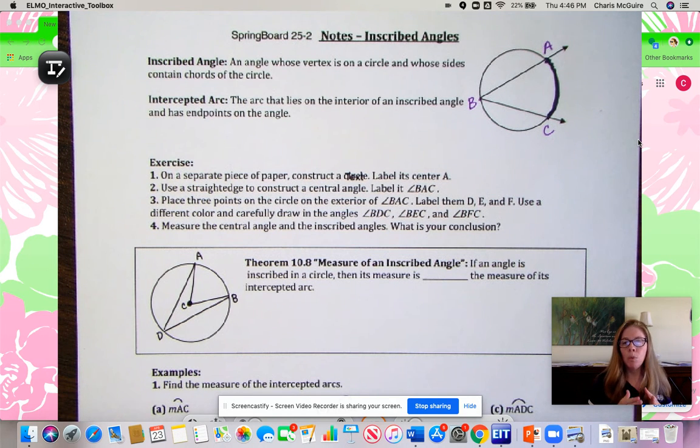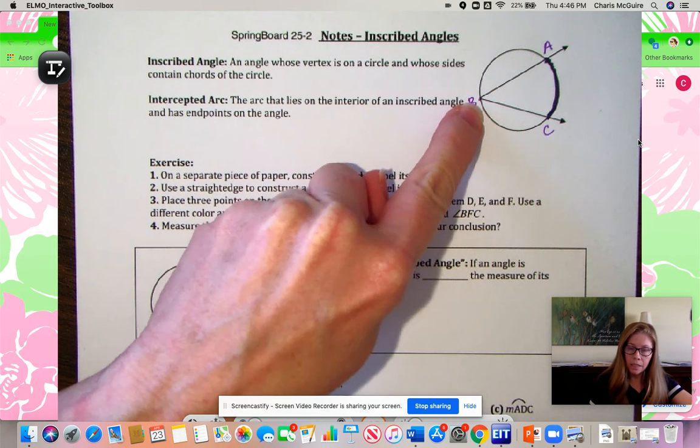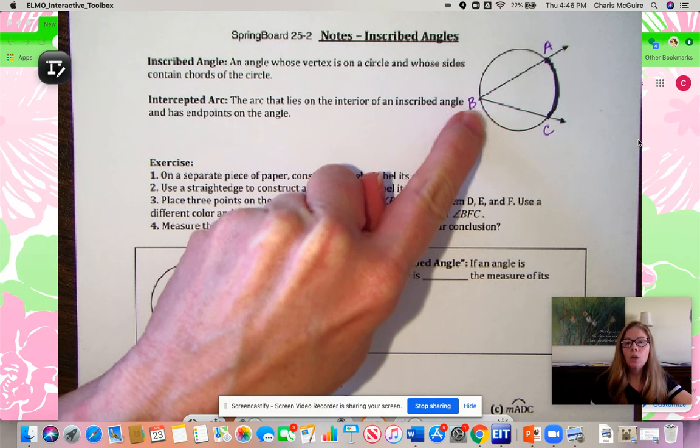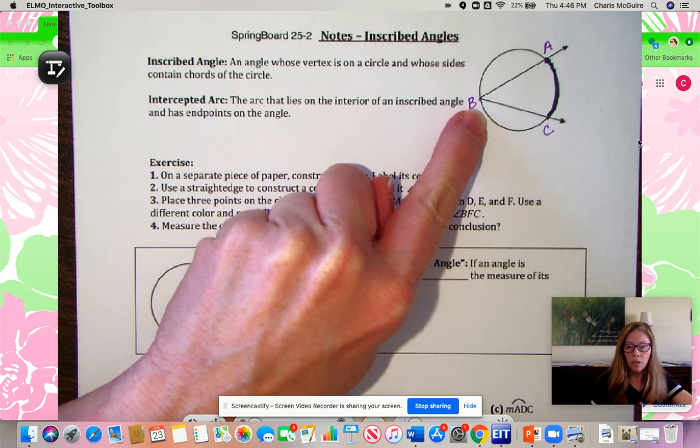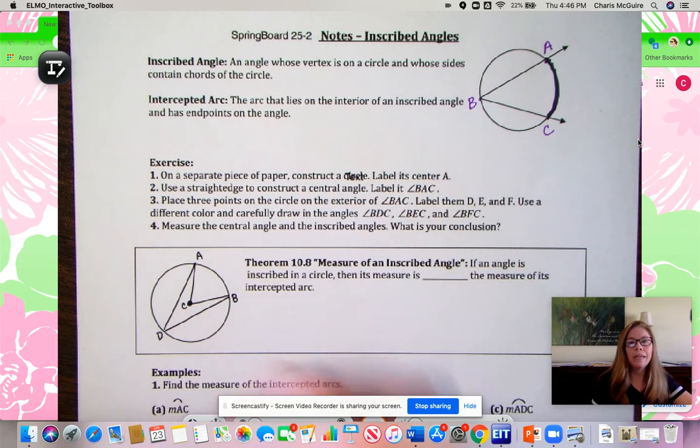And inscribed, we have talked about inscribing a circle inside of a polygon. We had talked about inscribing a triangle inside of a circle. And the thing that you need to remember, when we're inscribing something inside the circle, is that the vertices of that polygon are going to be on the circle. So when you're inscribing, you are on the circle with the vertices. So when you hear the word inscribed angle, the vertex has to be on the circle.